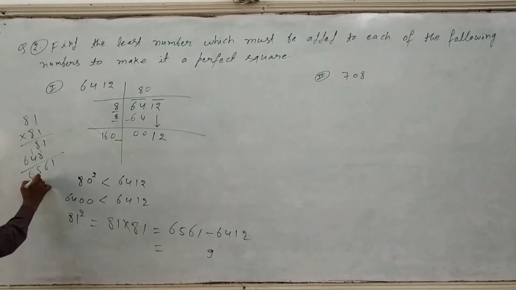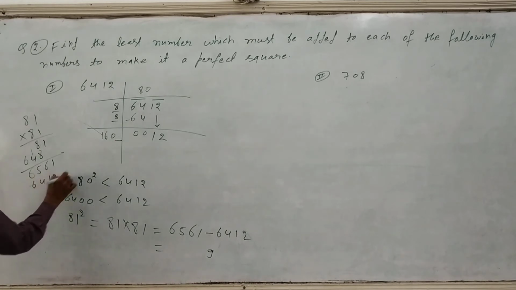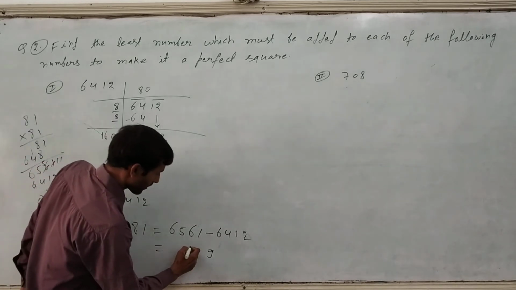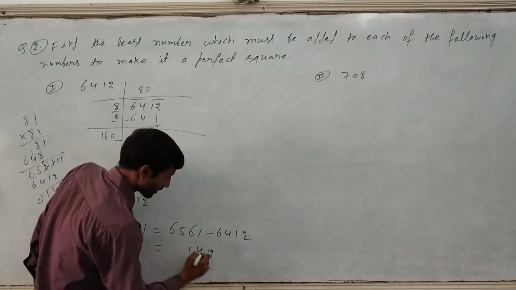Means 6412. We will take borrow 11. 11 minus 2, 9 will come. Then it is 5. 5 minus 1, 4, and 5 minus 4, 1 will come, and 6 minus 6, 0. So the subtraction will come as 149.